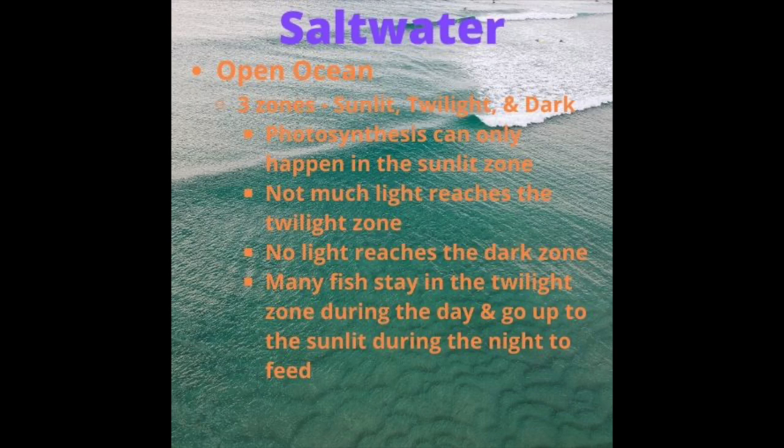A lot of fish in the open ocean are going to stay in that middle twilight zone during the day so they can stay safe. And it's not too hot, it's just a perfect temperature. But then as the night comes, they're going to go up to the shallow sunlit area in order to feed, as the sun has gone down and there's not as many predators.